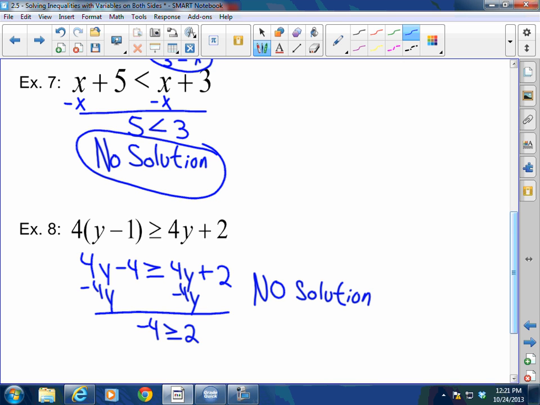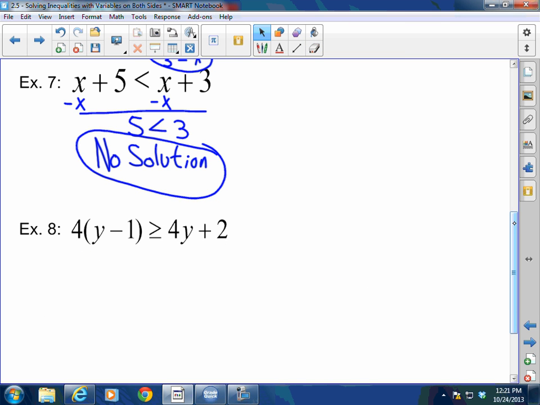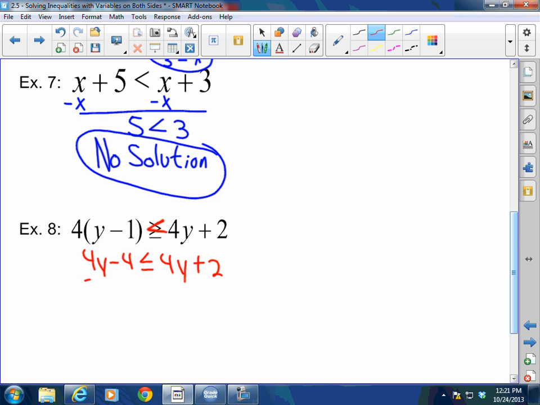Alright. Now, just for laughs, what happens here? What if I made this less than or equal to? Now I'll do it in red. Same thing, you're going to have 4y minus 4 is less than or equal to 4y plus 2. Subtract 4y to both sides. Negative 4 is less than or equal to 2. Oh, is that a true statement or a false statement? That's a true statement.